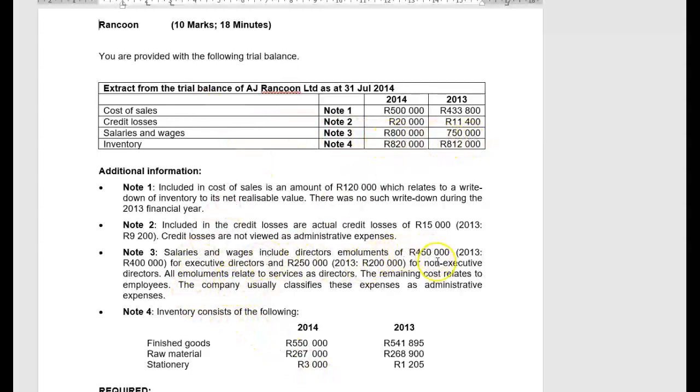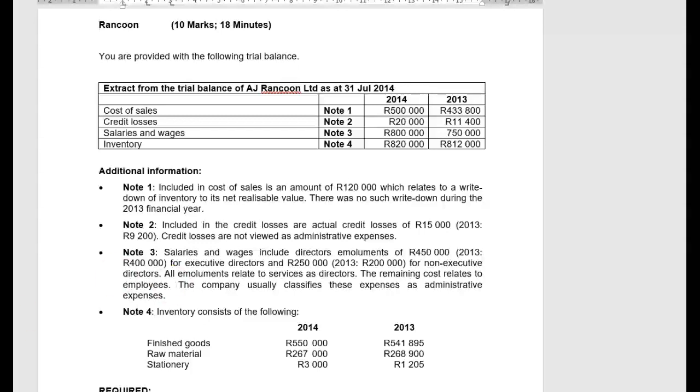That includes directors' emoluments of 450,000, last year 400,000 for executive directors, and 250,000, 200,000 for non-executive. All emoluments relate to services as directors, and the remaining cost is for the other employees. Now, we have to show directors' emoluments separately in our profit before tax note. And in that note, we have to distinguish between executive directors and non-executive directors. And under each one of those, we have to distinguish for services rendered as a director and for other services rendered. So therefore, it is a breakdown.